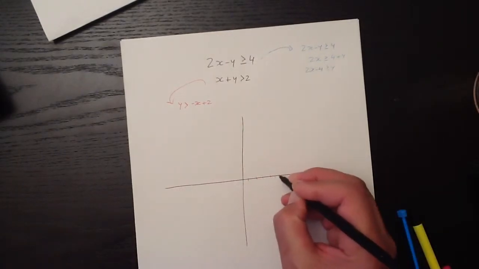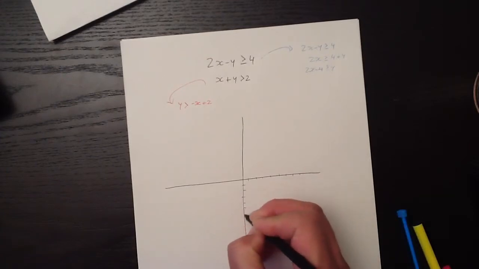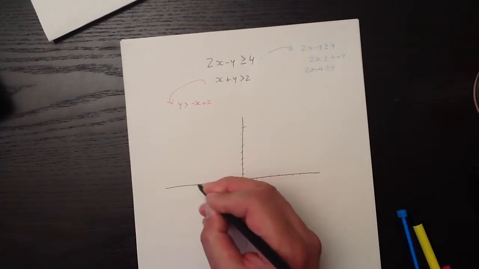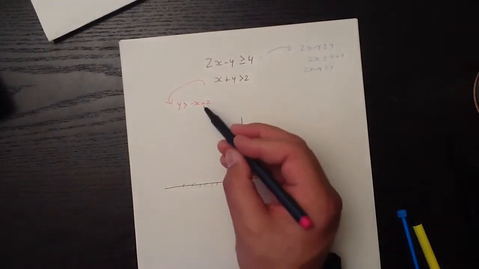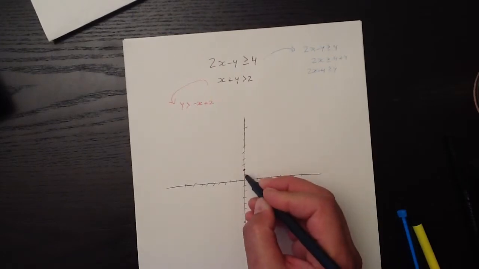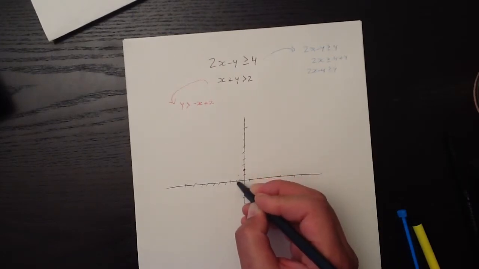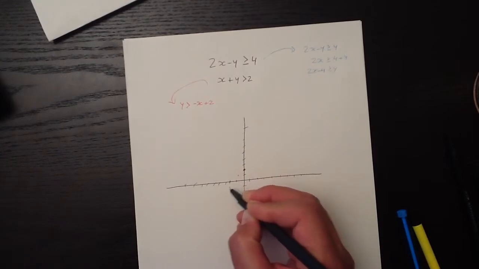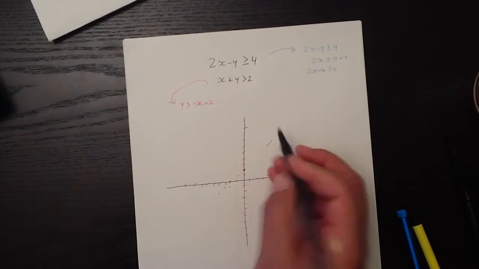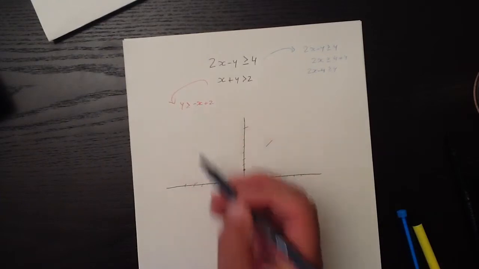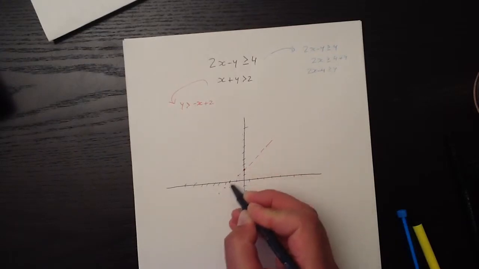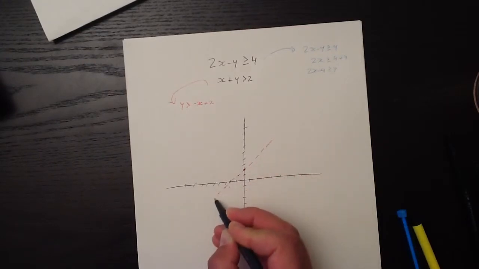The pink has a y-intercept of 2 and a slope of negative 1. So it'll go down and over, down and over, down and over, down and over. So that's my slope of negative 1. And it's a greater than sign. It's not greater than or equal to, so remember we have to use the dashed line because the line itself is not going to be part of the solution set.